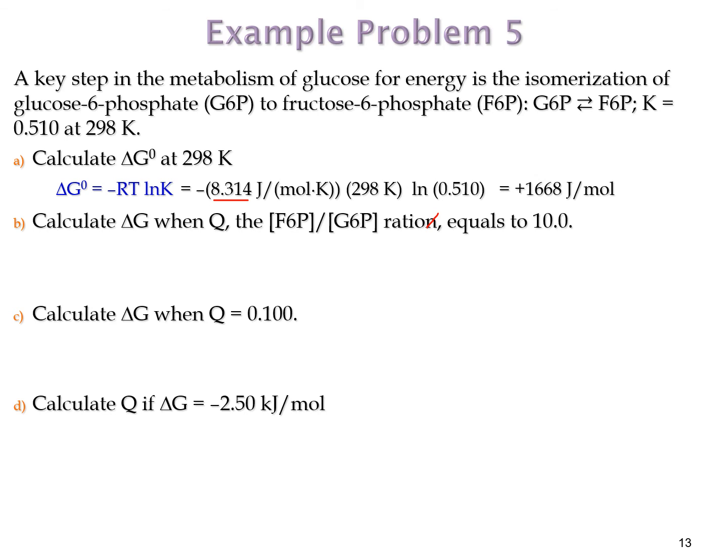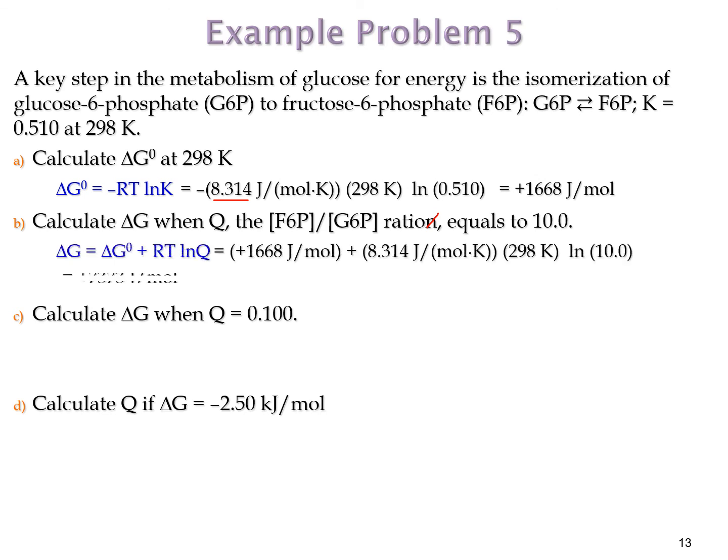Which equation should we take to get this job done? Delta G equals delta G0 plus RT log of Q, because we just figured out what delta G0 is. So we plug those numbers in. We know that delta G0 is this, this is R, this is T, this is Q. And we find out it becomes more positive.